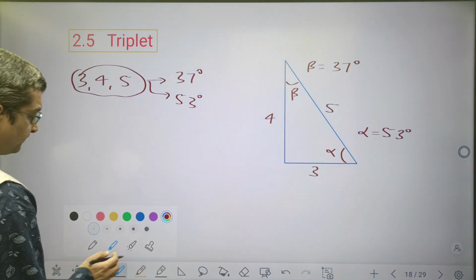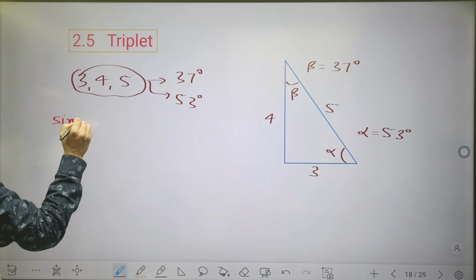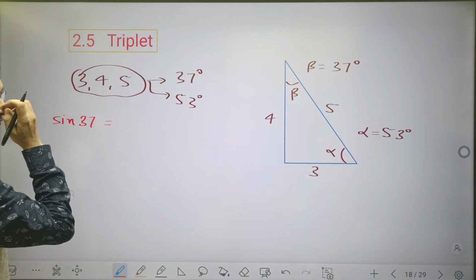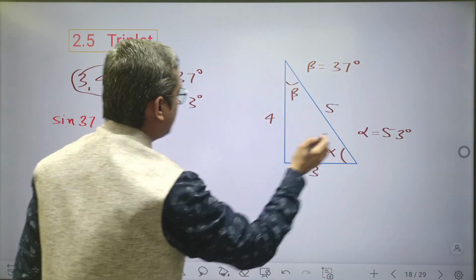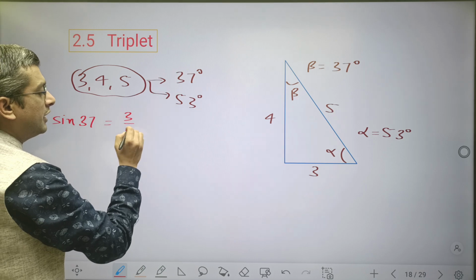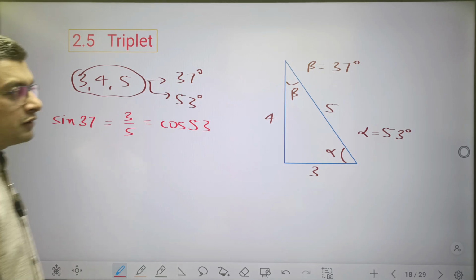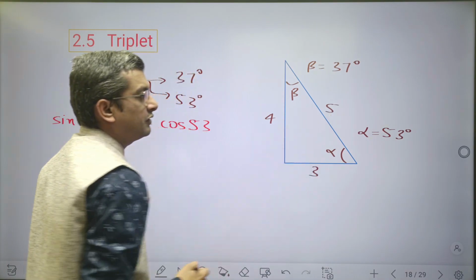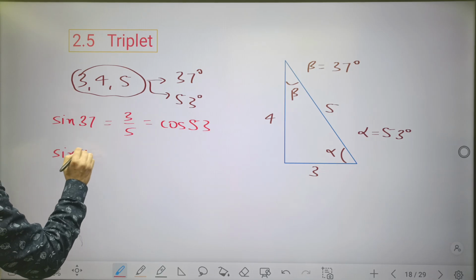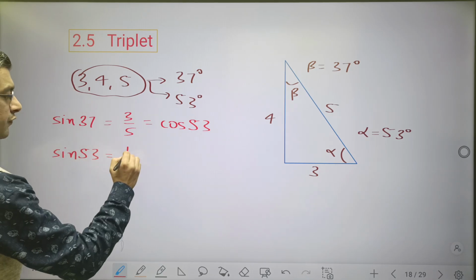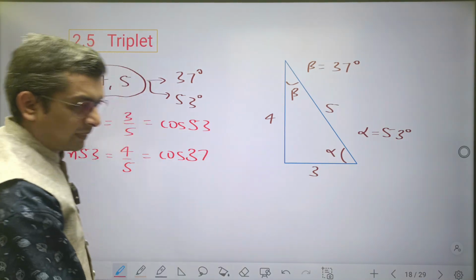So here we can find the relation. For example, if I write sine 37, what is sine 37? Observe, this is 37 and this is 37. So opposite side by hypotenuse. So this is 3 by 5 and this is equal to cos 53. Because cos 53 is given by adjacent side by hypotenuse, that is 3 by 5. Then if I write sine 53, it is equal to 4 by 5. So this will be cos 37.